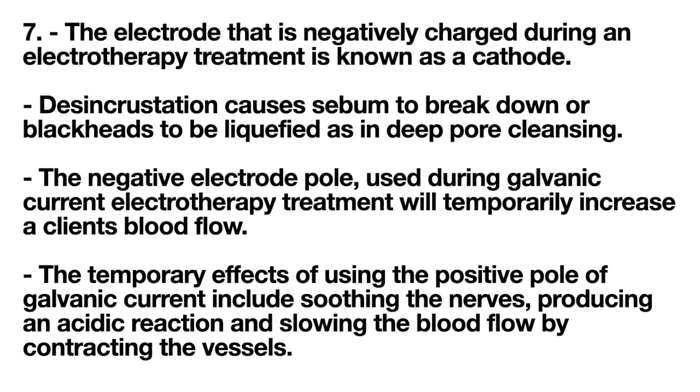Slide number 7. The electrode that is negatively charged during an electrotherapy treatment is known as a cathode. Disincrustation causes sebum to break down or blackheads to be liquefied as in deep pore cleansing. The negative electrode pole used during galvanic current electrotherapy treatment will temporarily increase a client's blood flow. The temporary effects of using the positive pole of galvanic current include soothing the nerves, producing an acidic reaction, and slowing the blood flow by contracting the vessels.